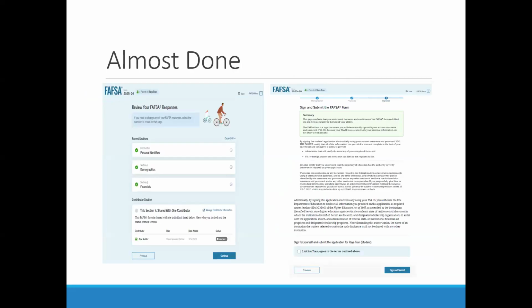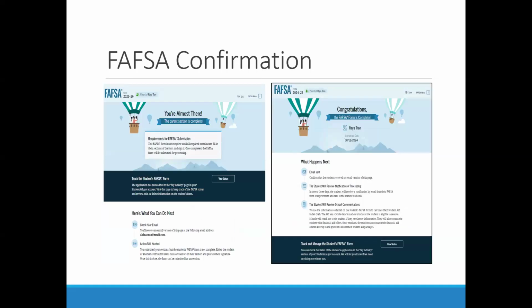Again, we're almost done. Again, we'll have the parent section. You can review all of the answers that you included, all of the drop downs are here so you can review. It'll again have an updated section for the contributor section to see where we're at with things. And then you will agree to the terms and sign the application. By doing that, that will send the FAFSA off for processing, and then your student will receive a FAFSA confirmation that it is processing, and what your next steps are.